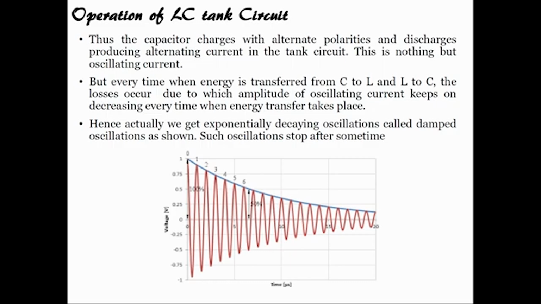Every time this discharge and charging happens, there is a loss in the circuit, and this results in lower oscillation. The amplitude of oscillations goes down, as you can see here, and the current keeps on decreasing. So, actually we get an exponential decay, as you can see from the figure. These are called damped oscillations. Such oscillations stop after some time, of course. Initially you can see them, and then after some time these oscillations are on the edge of dying.